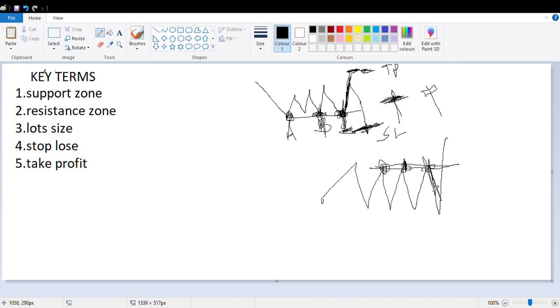So in our next topic, I'm going to explain these candlesticks before you can sell or buy at the support zone or the resistance zone. So don't worry much about that one.